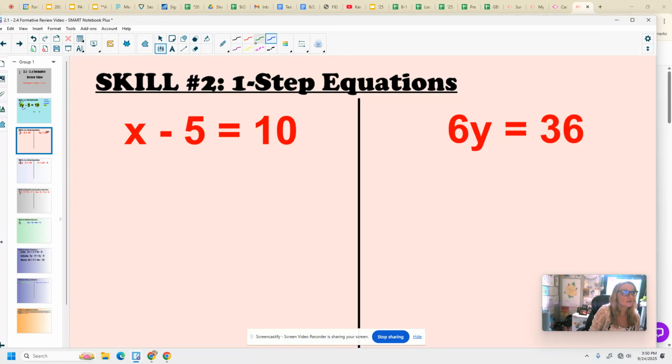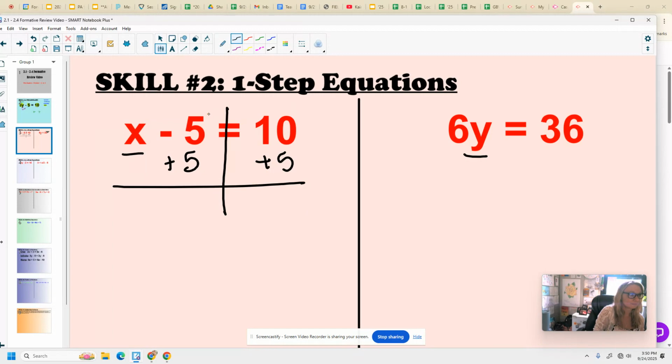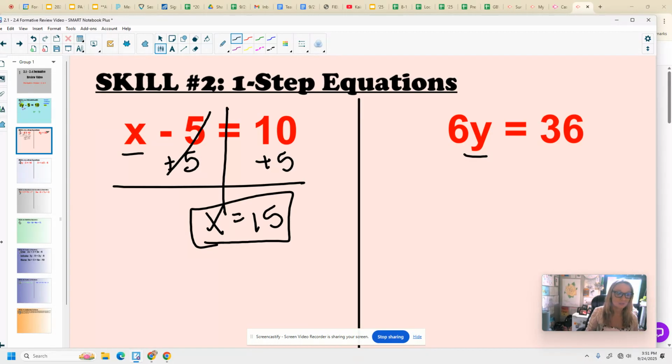When we are solving one-step equations, remember that your goal is to get the variable by itself, and we use inverse operations to do so. So if I want to get x by itself, I need to get rid of this minus 5. What is the inverse of minus 5? Plus 5. It is adding 5 or plus 5. And we do it on both sides. These cancel. I know that 10 plus 5 is 15. And that is your answer.